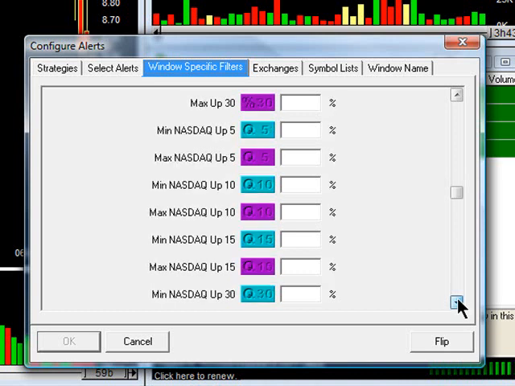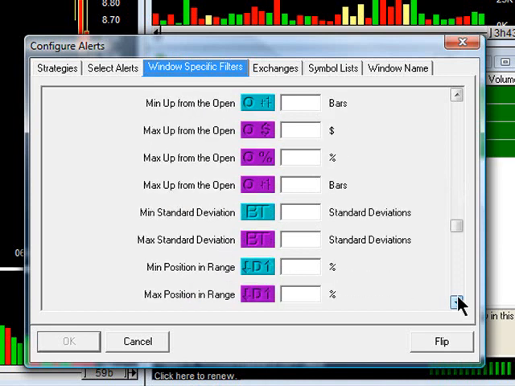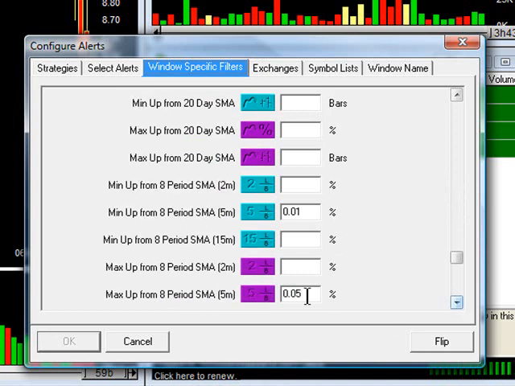What we're doing today is using the filters that deal with simple moving averages for different time frames, and they should be coming up very shortly. Okay, here they are. As I'm scrolling to about the lower 10 to 15% of the filters, notice we have one that's called Min Up 8-Period SMA, and there's options for a 2-minute, a 5-minute, and a 15-minute. Okay, so this is very easy. What this basically says is how much does the stock have to be up above its 8-period SMA on a 5-minute chart, and I said it has to be very close to it, just 1/100th of a percent. Okay, so 0.01.